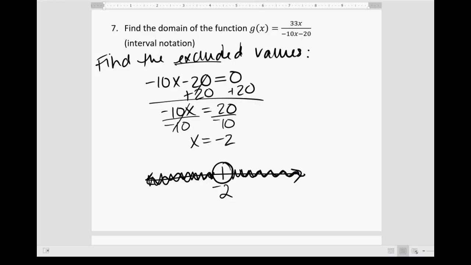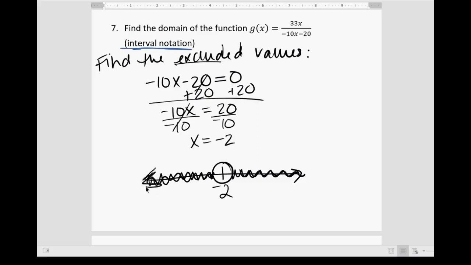So the domain is everything. It could be negative 1, it could be 1.2, it could be negative 16.5, it can be 4 2/3, it can be negative 1/2, it can be anything except negative 2. And why is that? Because negative 2 will give you a 0 in the denominator. I like to graph this scenario because it makes it a lot easier to then go to interval notation, because that's what we want our answer to be in.